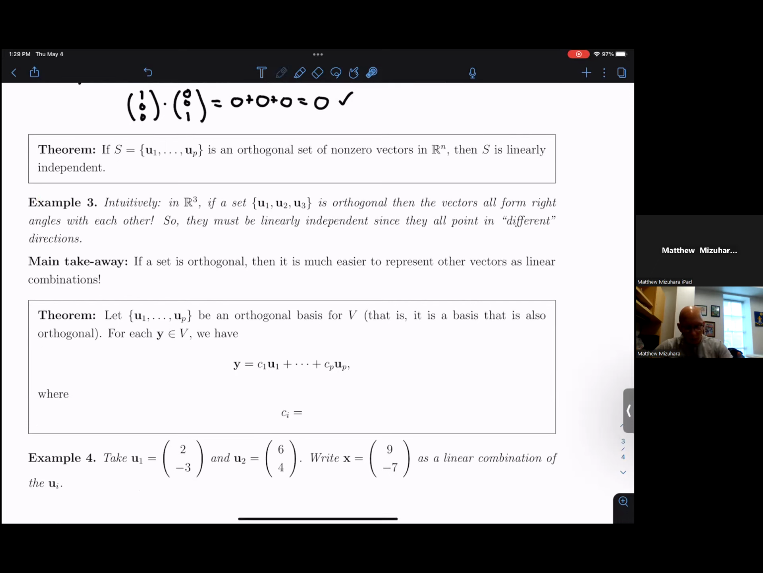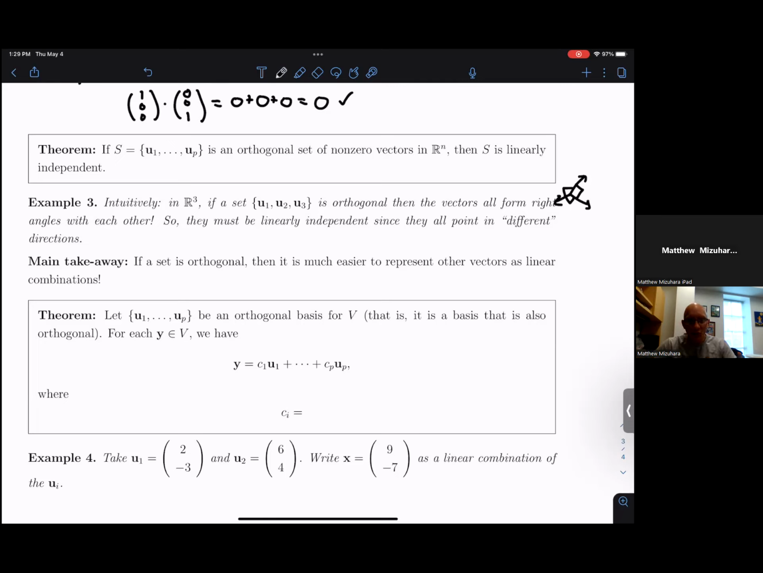And the intuition is, well, just think about R3, right? If I give you an orthogonal set, then you're thinking about three vectors that are all 90 degrees away from each other. Every pair is a 90-degree angle. So like this is a 90-degree angle, and this is a 90-degree angle, and this is a 90-degree angle. Because of that, they're all forming different directions. So they all point in different directions, so they must be linearly independent. Okay, that's the idea. If they're orthogonal, then they must be linearly independent. Awesome. Okay, but a regular basis already does that.